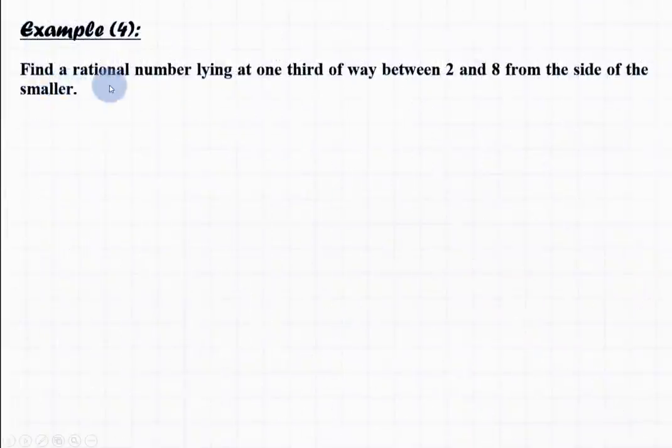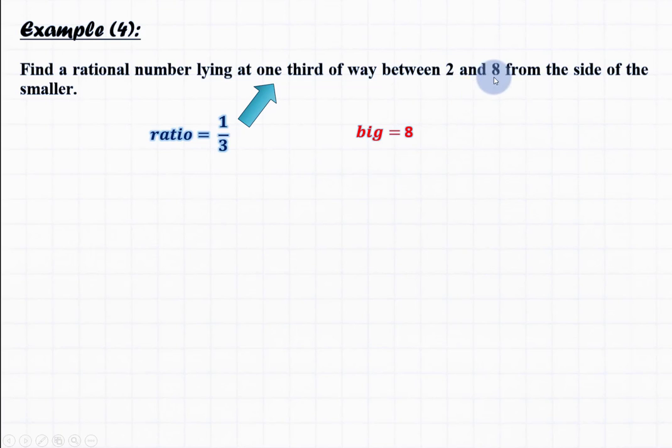Example number 4: find a rational number lying one-third of the way between 2 and 8, from the side of the smaller. One-third, then the ratio will equal 1 over 3, and the big number equals 8 and the smaller equals 2. We need the number from the smaller side.